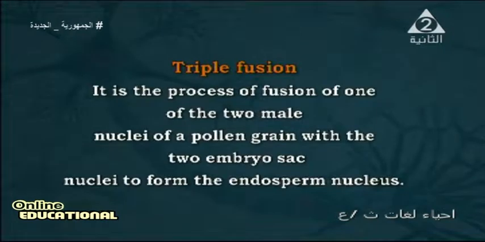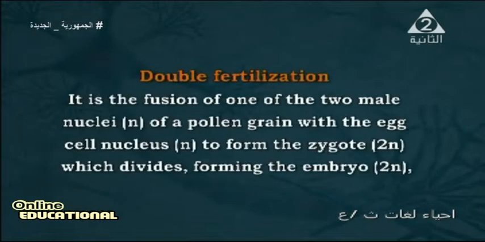What is the triple fusion? Triple fusion means the process of fusion of one of the two male nuclei of a pollen grain with the two embryo sac nuclei to form the endosperm nucleus. Okay, this is a question that must have been in last year's exam. What is the endosperm nucleus? The endosperm nucleus is a nucleus that contains three nuclei. Okay, triple fusion, triple fusion.